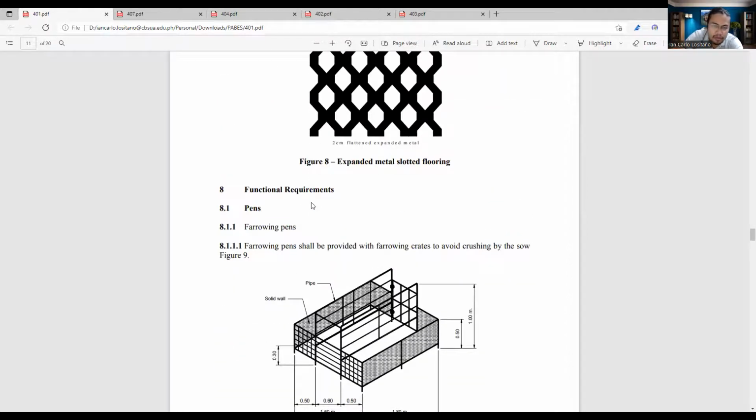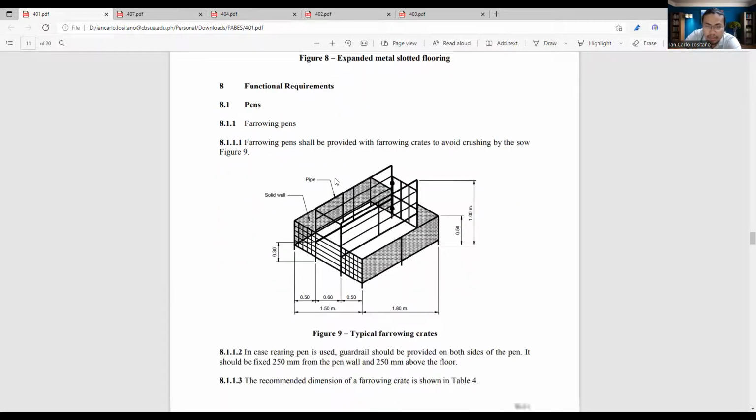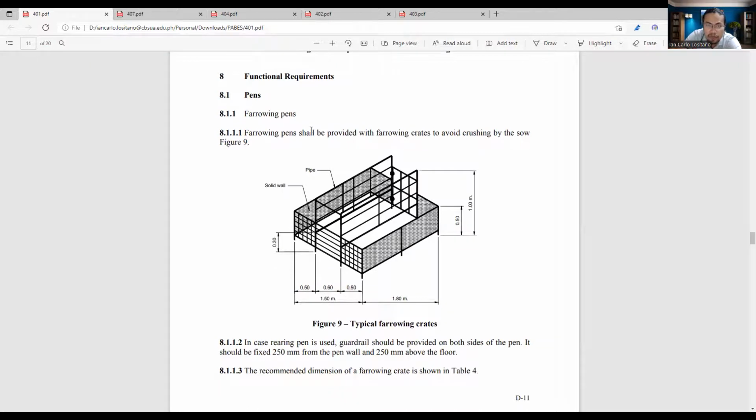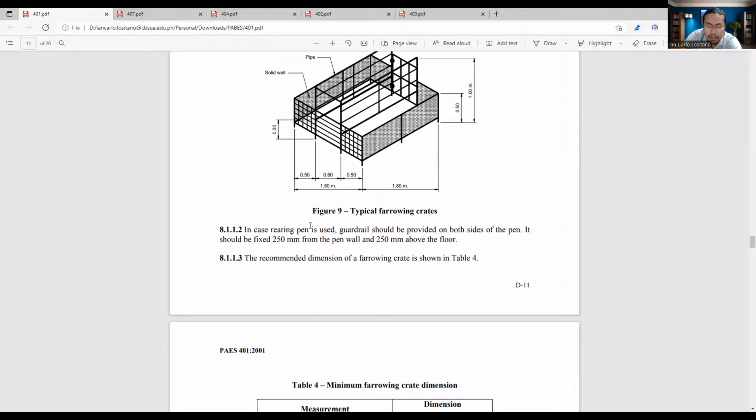Now, for the functional requirements, this is actually still part of the structure because these are fixed, or could be partially fixed, with bolts and nuts, but still these are required. So you have your farrowing pens, which have the design as shown in figure 9.